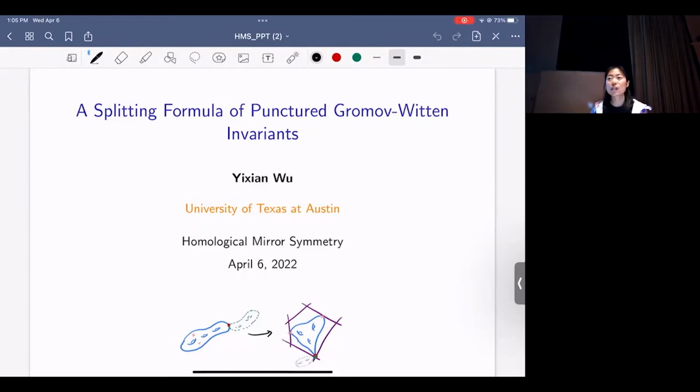And today's talk is going to be an easy, approachable talk, and I hope to introduce you to logarithmic geometry and logarithmic Gromov-Witten invariants, and I want to show you that this is actually a very nice object to work with, and it's very friendly.